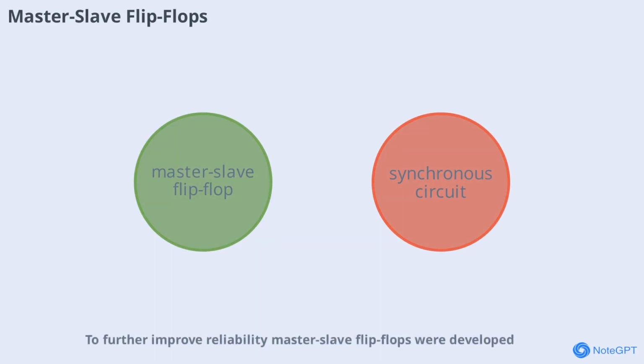To further improve reliability, master-slave flip-flops were developed. These consist of two flip-flops connected in series. The first, called the master, captures the input on one phase of the clock, while the second, the slave, updates the output on the opposite phase. This arrangement prevents unwanted changes during the clock transition and ensures that outputs only change at specific times. Master-slave flip-flops are widely used in synchronous circuits to maintain data integrity.